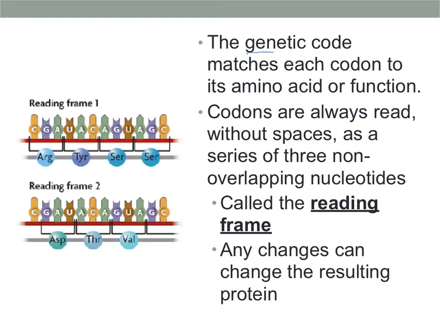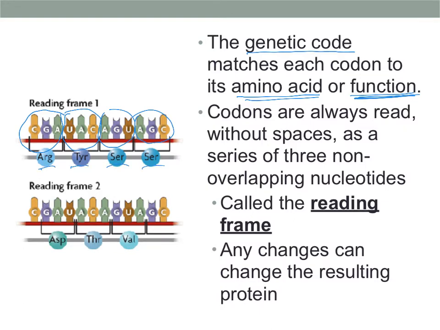The genetic code matches each codon to its amino acid, one of the 20, or function. Function would be either start, one start, or 3 stops. Codons are always read without spaces as a series of 3 non-overlapping nucleotides. So here we've got 3 nucleotides and 3 nucleotides and 3 nucleotides and 3 nucleotides. All of these would be located on messenger RNA. And this would code for different amino acids: arginine, tyrosine, serine.